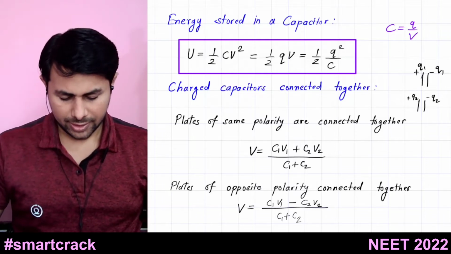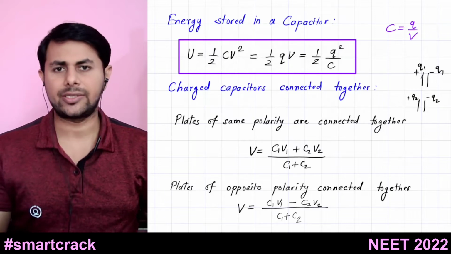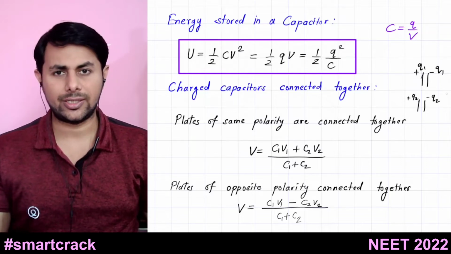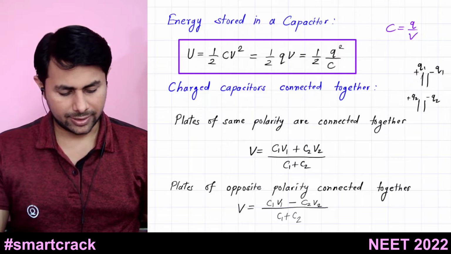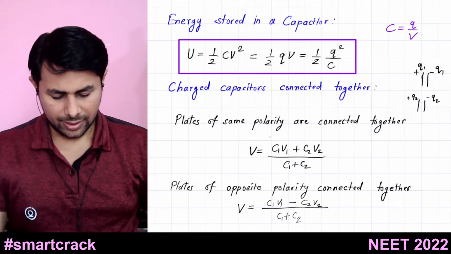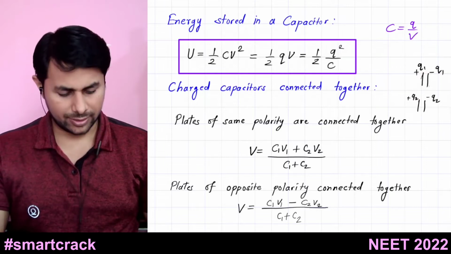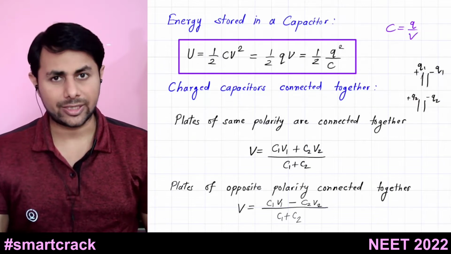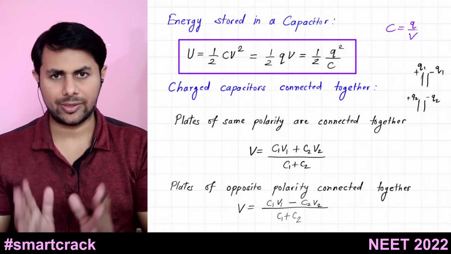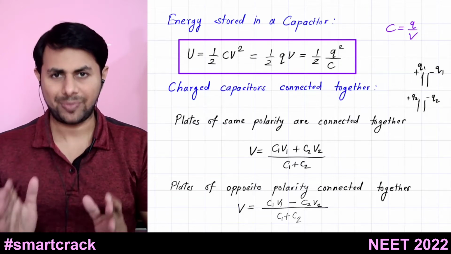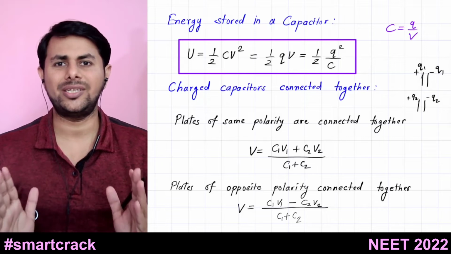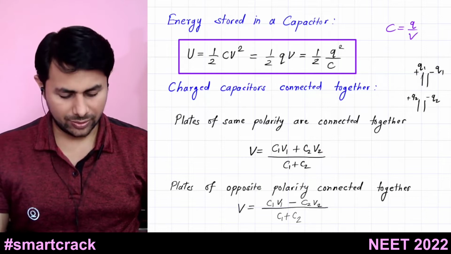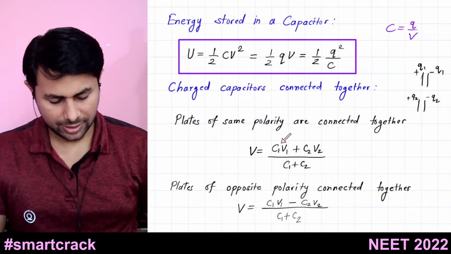After that, let's talk about capacitors connected to each other. So if you have two capacitors with capacitances C1 and C2, and you are connecting them like this, if you connect the plates with the same polarity, positively charged plate with positively charged plate and negatively charged plate with negatively charged plate, then the potential difference between them, because you are connecting them in parallel, and we know in parallel combination potential is the same, will be C1V1 plus C2V2 divided by C1 plus C2. Okay, this is the formula.